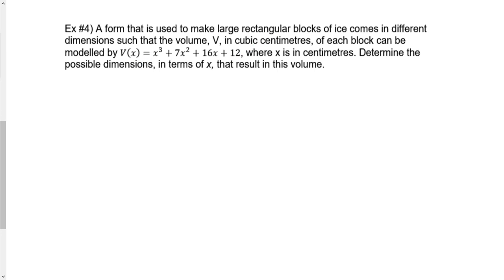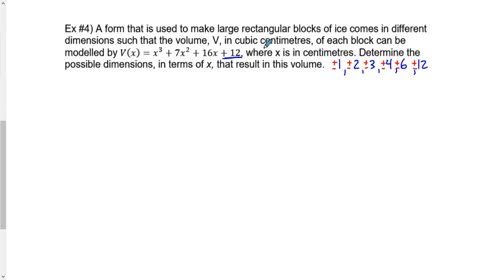Well, what numbers are we going to check in order for us to factor? We're going to look at our factors of 12, which means we're looking at 1, 2, 3, 4, 6, and 12. More specifically, positive and negative 1, positive and negative 2, positive and negative 3, positive and negative 4, positive and negative 6, and positive and negative 12.